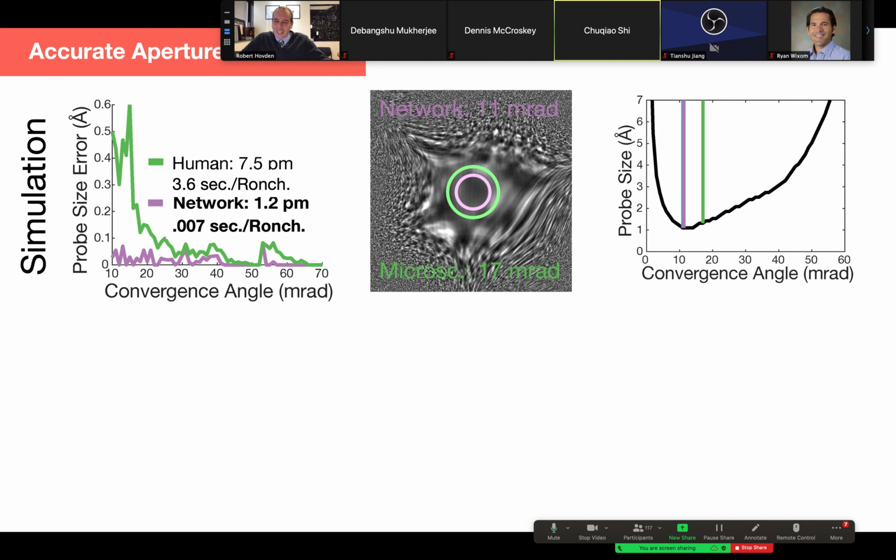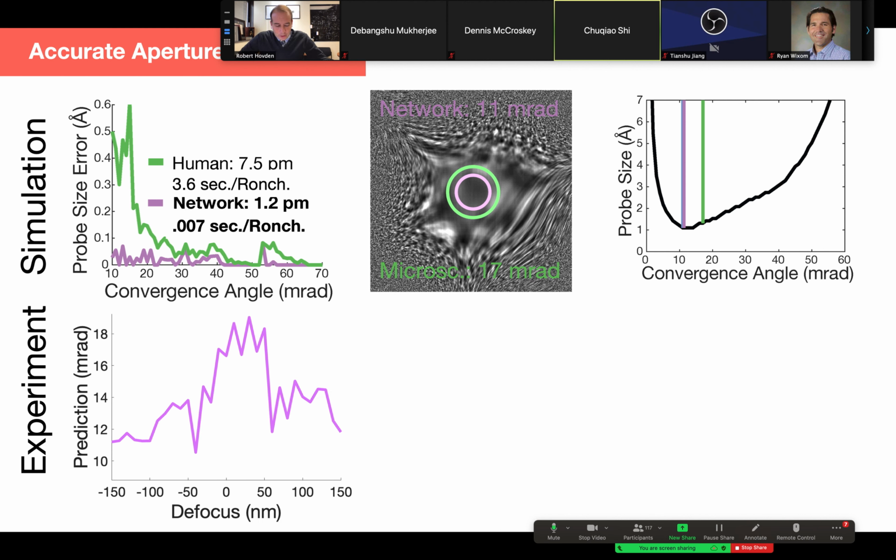The human, if you do this enough, can get down to around 3 to 4 seconds per Ronchigram evaluation, whereas the network takes 0.007 seconds, and the network has very little probe size error. That is, the actual probe size, as we show here on the right, of the neural net lands in the minimum probe size of the microscope for a given Ronchigram. So the Ronchigram shown in the center shows the microscopist selection, in this case an overestimate of the aperture size compared to that of the network. And so the human choice would have given poorer resolution with more probe tails when compared to the neural net, and would have been much slower.